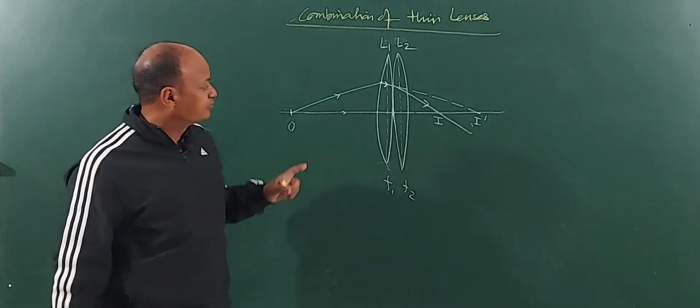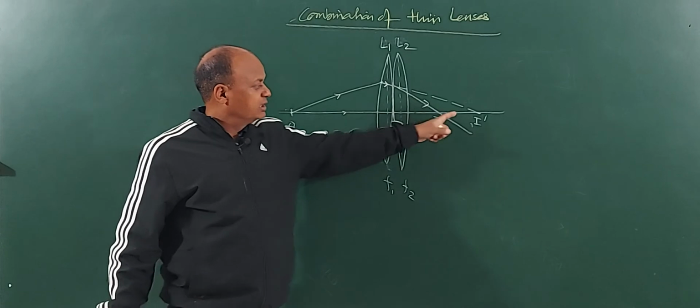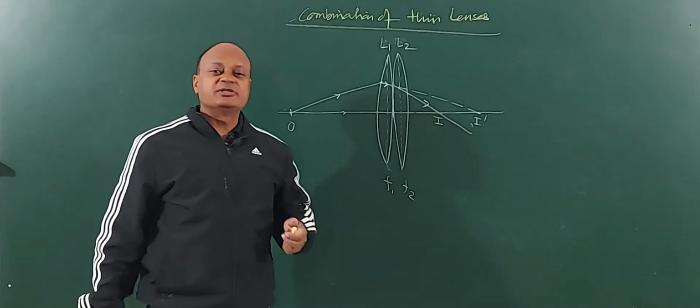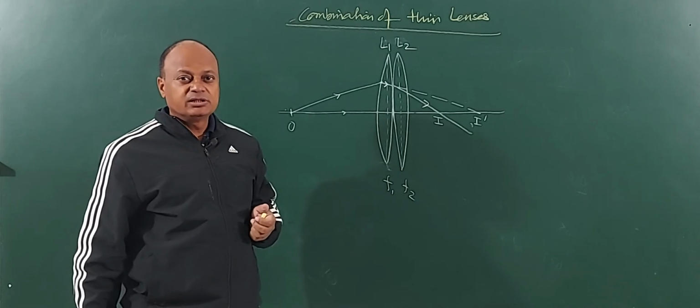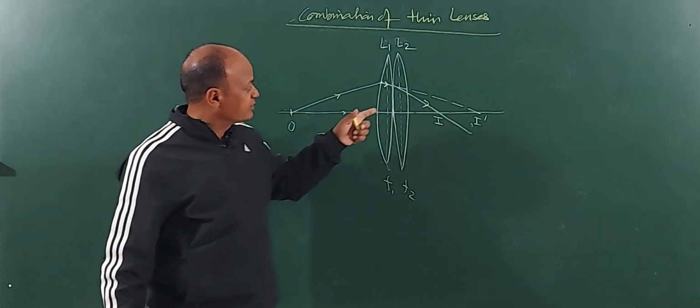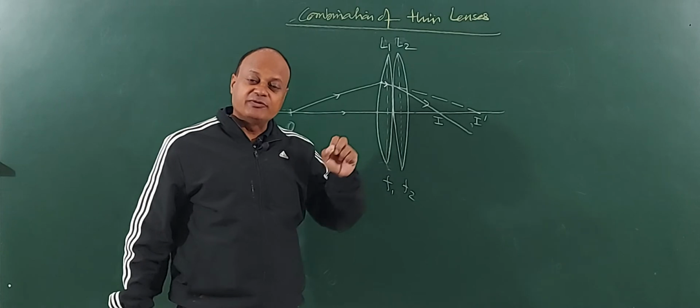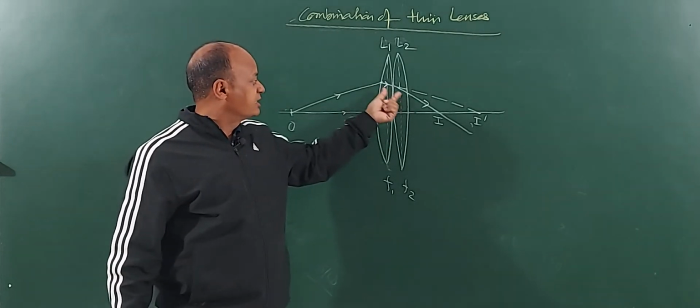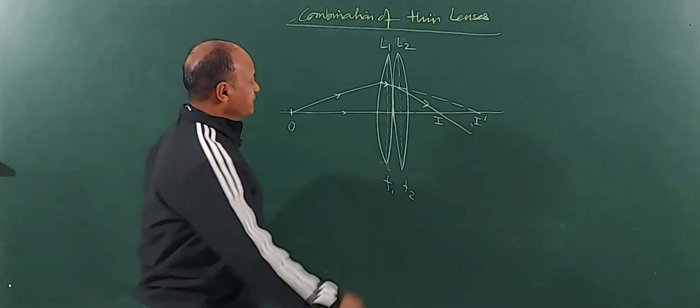Very important. O is the point object. Its first image is being seen at I dash, and I is the final image which is formed due to refraction through the second lens. And as I said before, because the lenses are thin, I will be considering a single refraction. Clear?